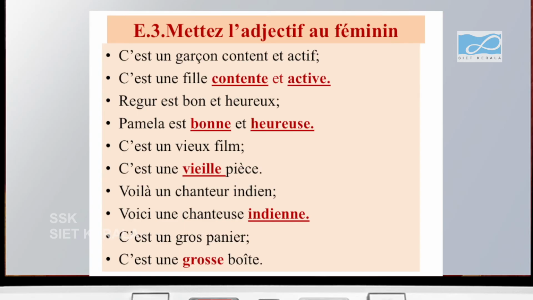So you want to say an Indian singer who is a female. So it becomes voici une chanteuse indienne. C'est un gros panier. So you have a sentence, it is a big basket. So you have a next sentence, c'est une boîte. Boîte is a box and it's feminine. So you go for c'est une grosse boîte, G-R-O-S-S-E.